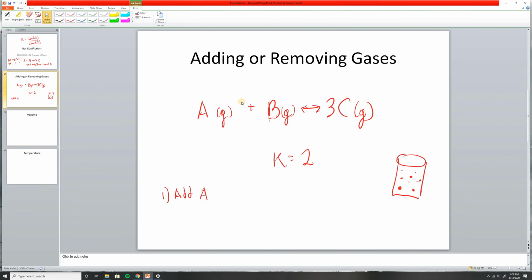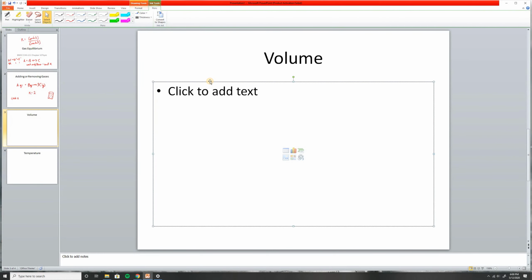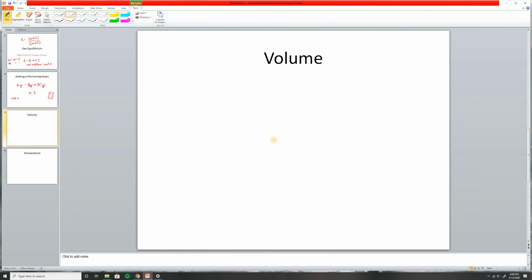So let's take the same equation. Let's see if I can copy it. I can't, whatever. So let's do the same equation. This is where the rules begin to differ a little bit. So let's say A(g) plus B(g) yields 3C(g).